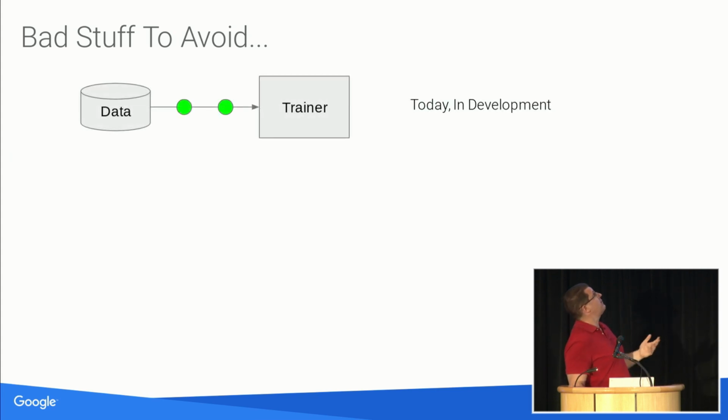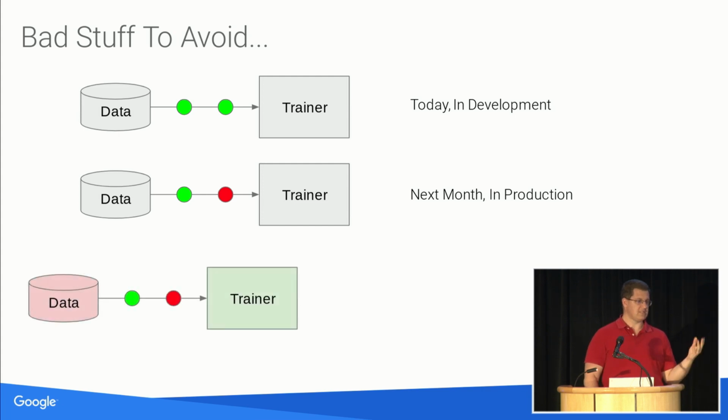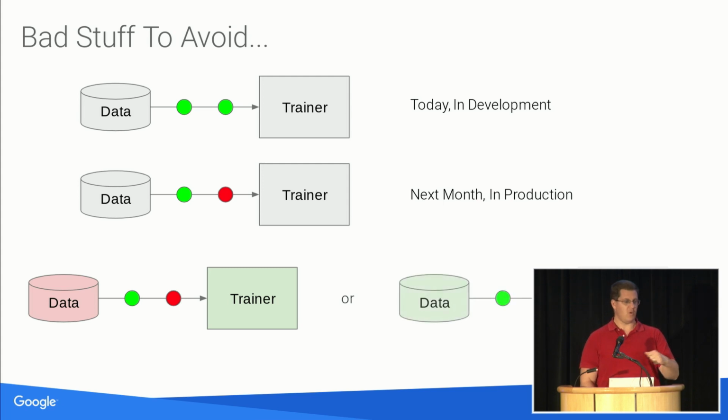However, if it doesn't happen during development, but it happens in production when there's somebody else late at night and they have to deal with it, that's a problem. And moreover, it's a very serious problem because they don't know whether or not your trainer is broken or the new data is broken, which makes it an incredibly difficult problem to solve.